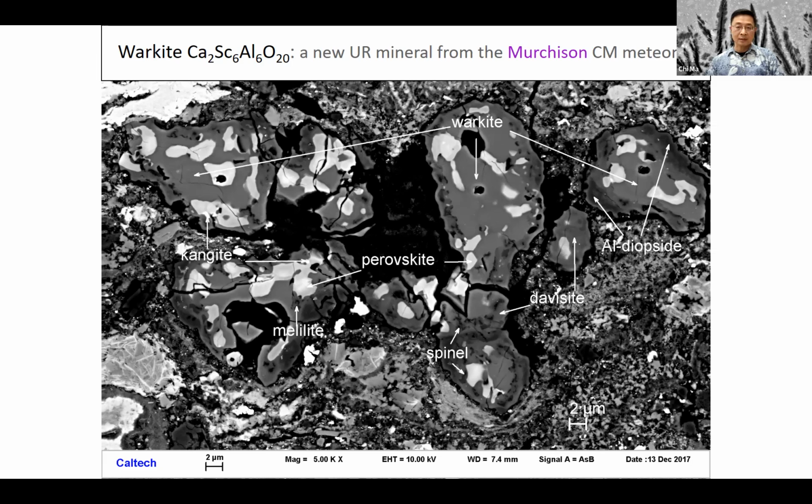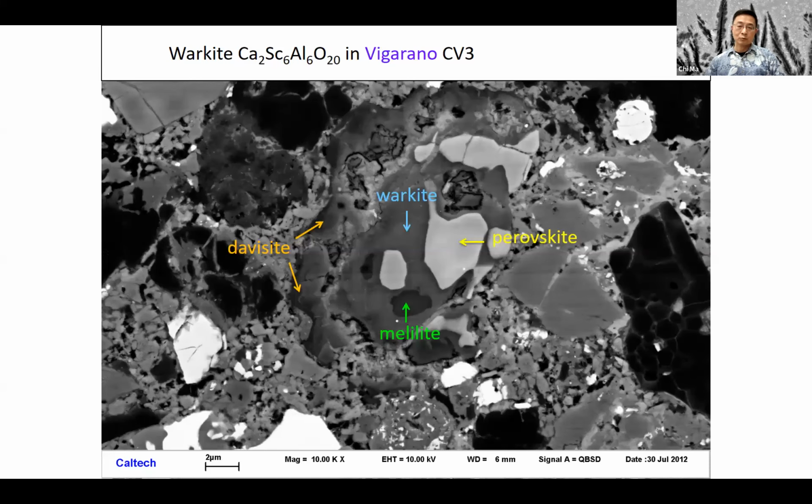So later on, we found wark in several other carbonaceous chondrites. This is one wark grain in Vigarano CV3 meteorite. It occurs here within this very small ultra-refractory inclusion. Wark here with perovskite. Here is a meteorite with a ring of davisite.